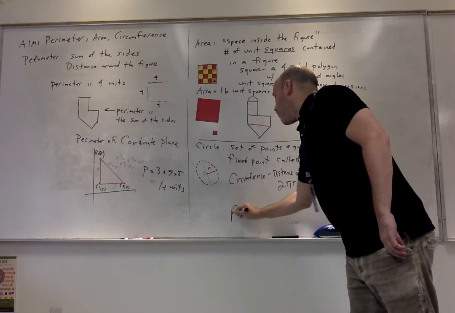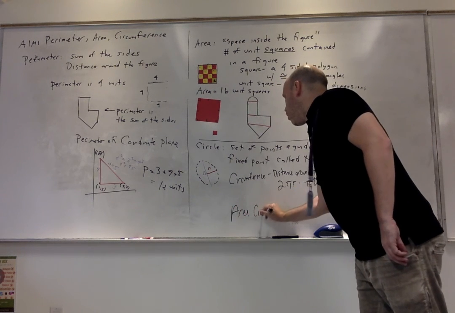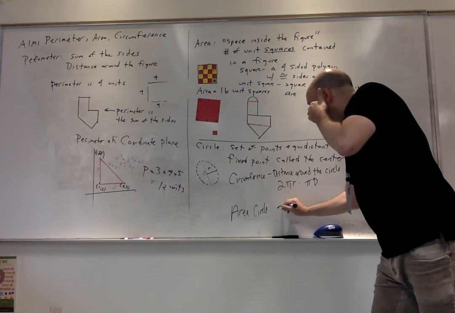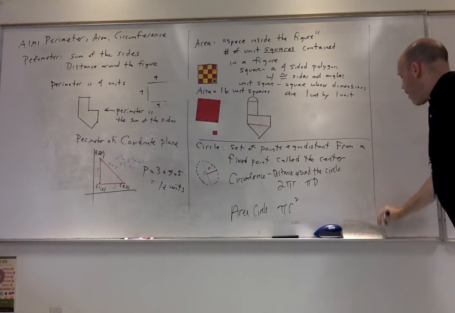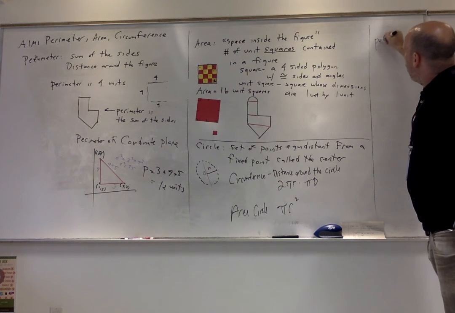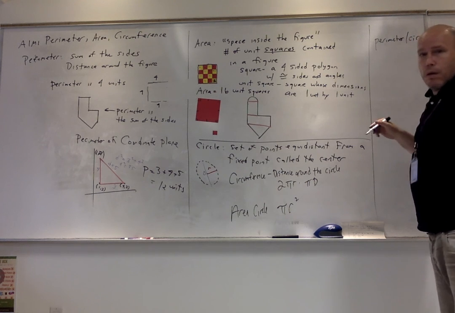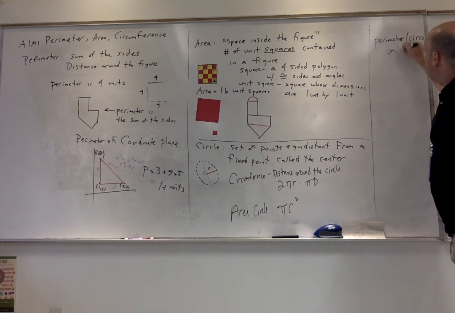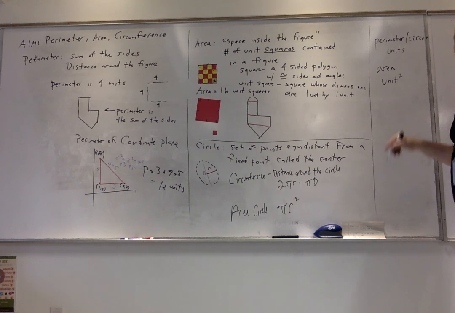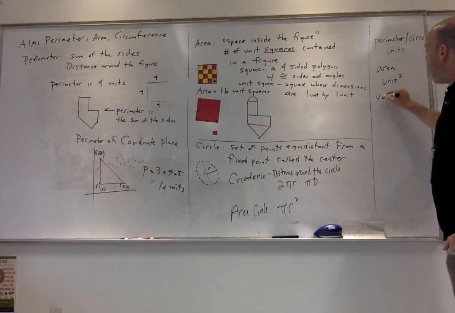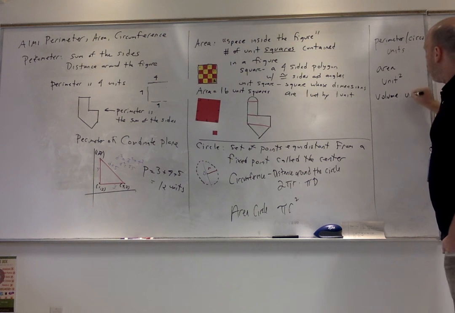And the area of the circle is pi r squared. Just two things. Well, one more thing. When we talk about perimeter or circumference, right, we're talking about units. But when we talk about area, we're talking about units squared. Try to get that right. And just to look ahead, volume is units cubed.